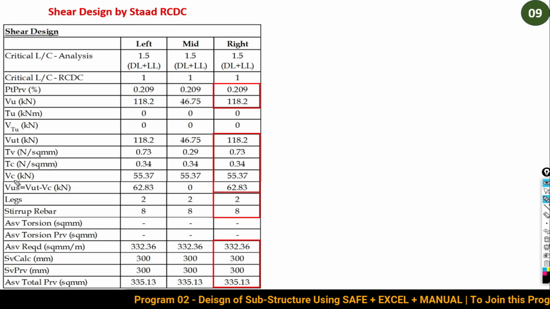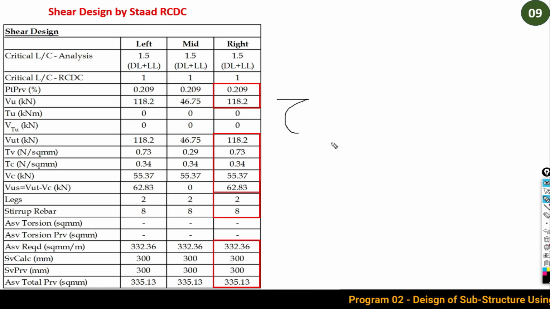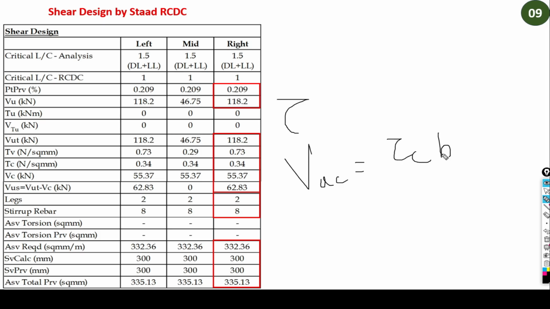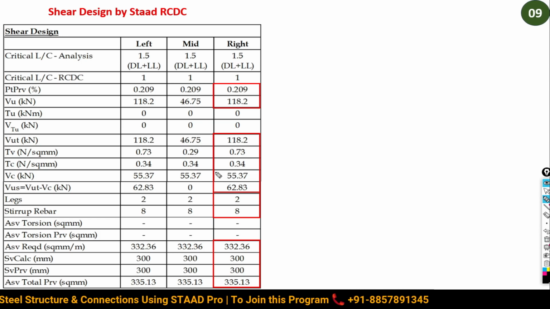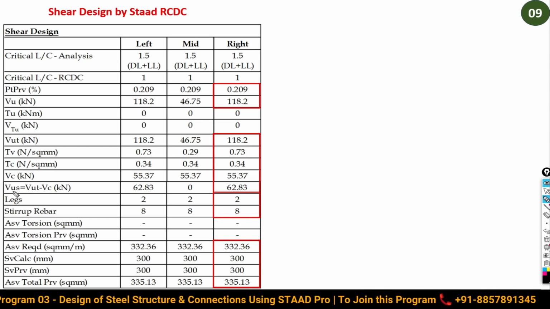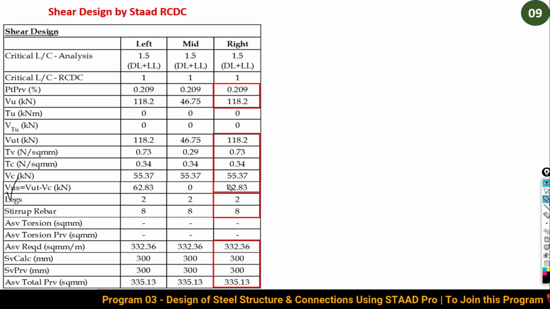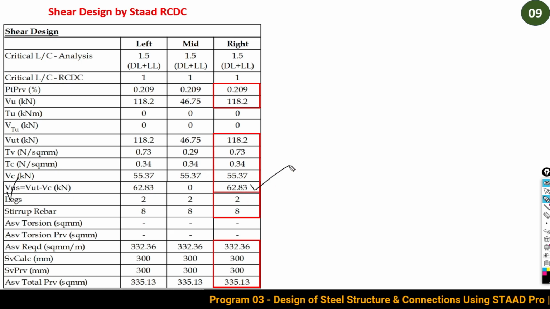So what is the shear capacity of your concrete? The formula for shear capacity of your concrete, Vuc, is equal to tau c b into d. After doing the calculation, the software is getting the value of 55.37. Okay, we will see whether it is right or wrong. Now the shear to be resisted by the shear reinforcement is 62.83. It is actually present here.